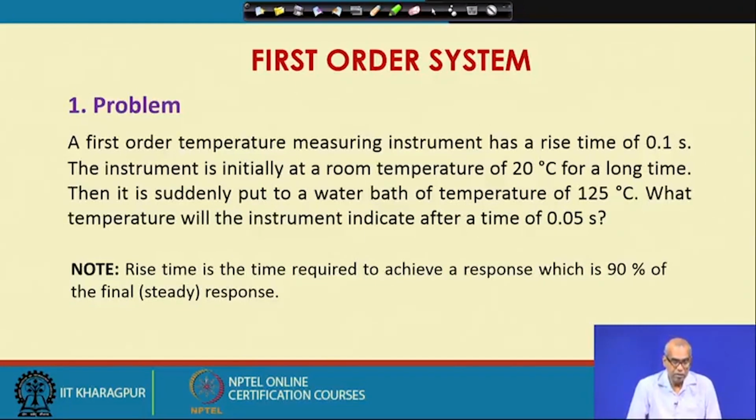We need to define rise time here. Rise time is the time required to achieve a response which is 90% of the final or steady response. So, what is asked in this problem is that it is given that an instrument has a rise time of 0.1 second. So, 90% of the final response can be achieved in 0.1 second.